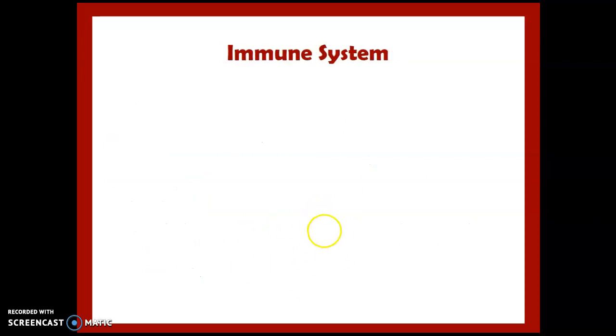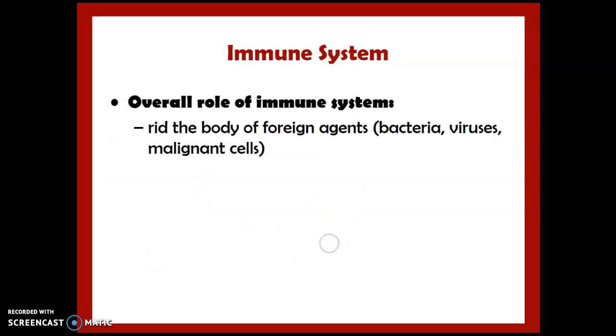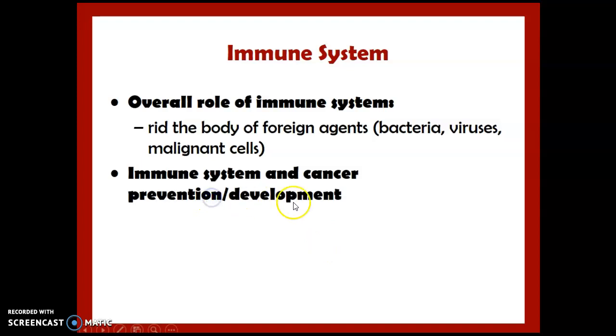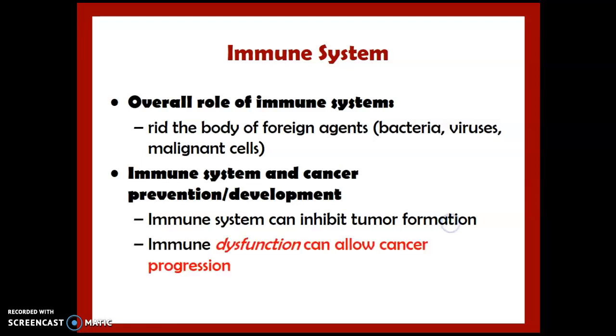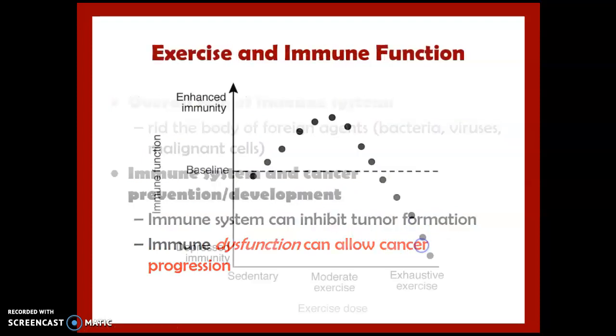Immune system function is very important in preventing cancer. We know the role of our immune system is to rid the body of bacteria, viruses, right, and malignant cells. So keep your immune systems healthy, you guys. I'm just saying, keep them healthy. In cancer development and prevention, your immune system can inhibit tumor formation. So cells are mutating as you're sitting there listening to this lecture right now. Some cells are mutating in your body, but your immune system is catching them and getting rid of them. Immune dysfunction can allow cancer progression. So all we can do is watch out for the health of our immune system.